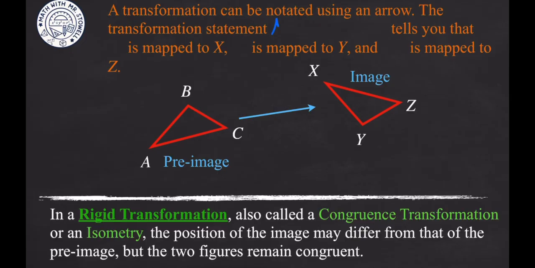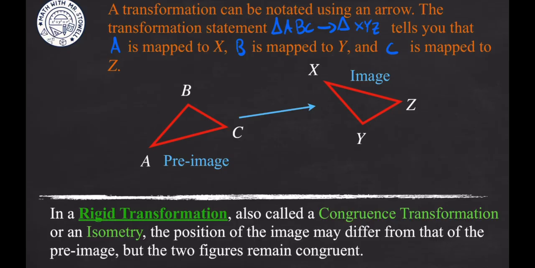The transformation statement, triangle ABC goes to triangle XYZ, tells you that A maps to X, B maps to Y, and C maps to Z. So if we look at our picture down below, we have this triangle ABC. That is our pre-image. That is what we start off with.